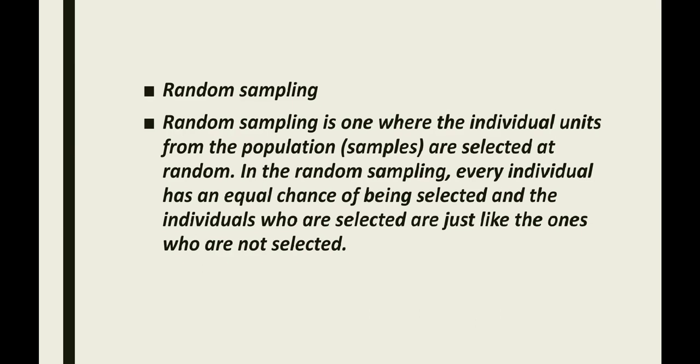In random sampling, every individual has an equal chance of being selected, and the individuals who are selected are just like ones who are not selected. In the above example, all the 300 sampling units of the population got an equal chance of being included in the sample of 30 units, and hence the sample so drawn is a random sample. This is also called the lottery method.